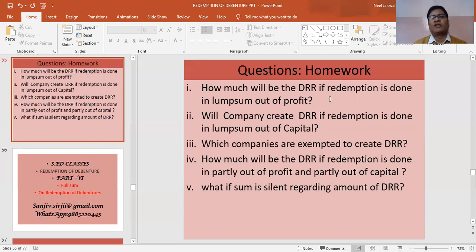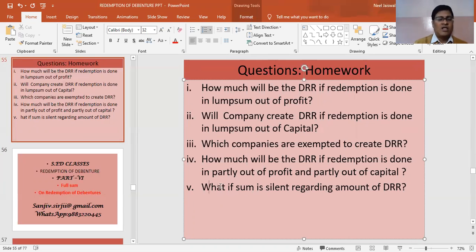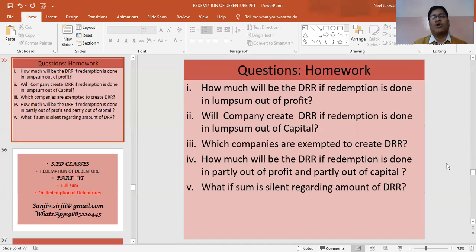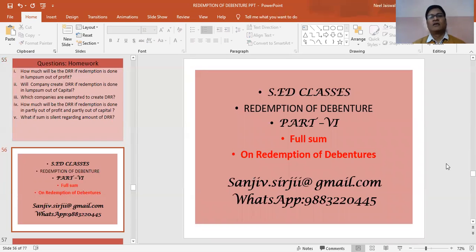How much will be the DRR if redemption is done in lump sum out of profit 100%? How much will be the DRR? Will the company create DRR if redemption is done in lump sum out of capital? No, nothing required. I'm just giving you the answer. See, which companies are exempted to create DRR? You will write now. I will not say. How much will be the DRR if redemption is done partly out of profit and partly out of capital? That also you will be able to write. And the last, what if the sum is silent regarding the amount of DRR? We all know everything about these things. So we have done the sums on this one, DRR, students. Next, this chapter is over.